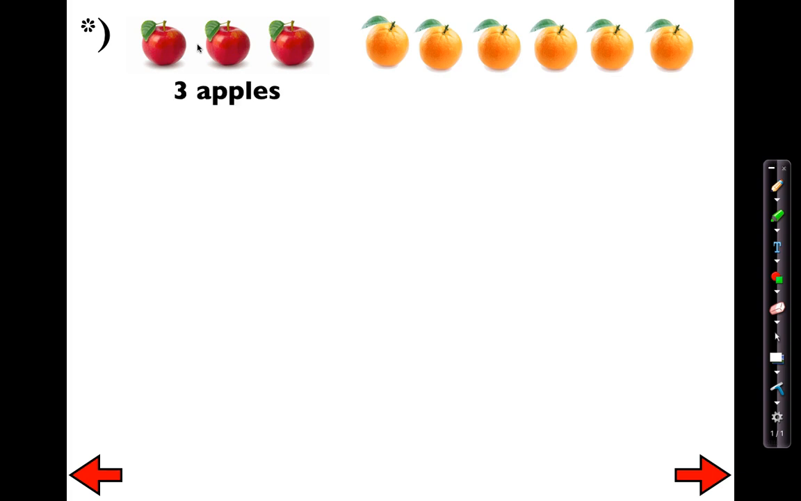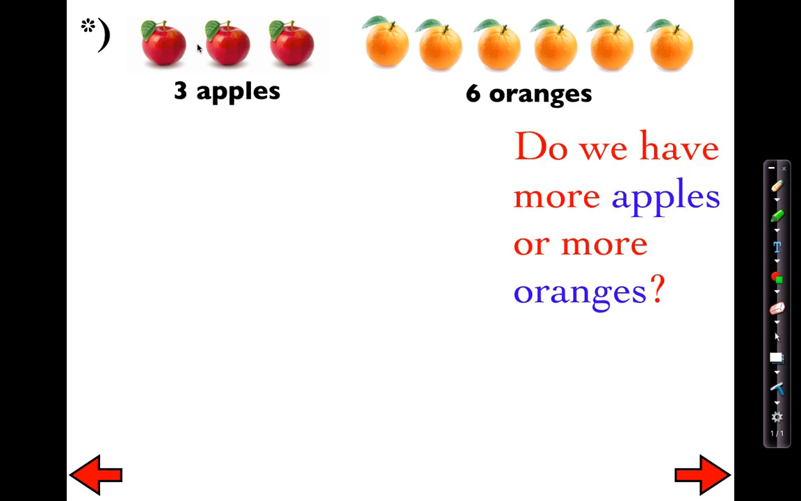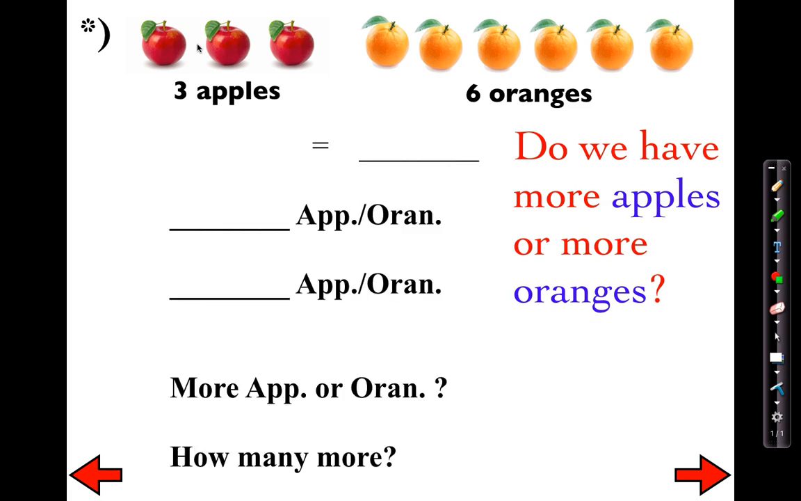Notice we have 3 apples and we have 6 oranges. Well, let's think. Do we have more apples or do we have more oranges? Hopefully your answer is we have more oranges. In fact, we have 6 of them. And then here, we're going to say, okay, well, how many apples do we have? Well, we have 3 apples.